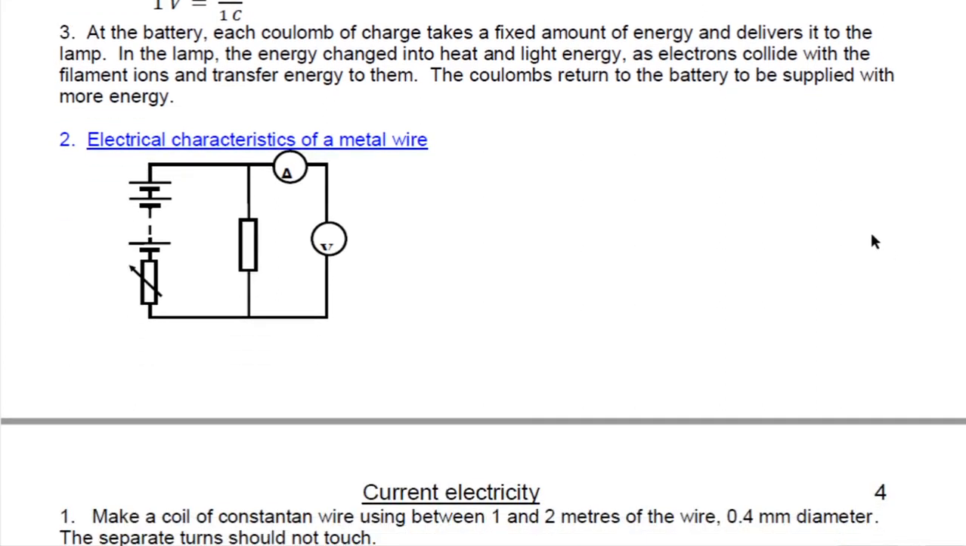At the battery, each coulomb of charge takes a fixed amount of energy and delivers it to the lamp. In the lamp, the energy is changed into heat and light energy as electrons collide with the filament ions and transfer energy to them. The coulombs return to the battery to be supplied with more energy.